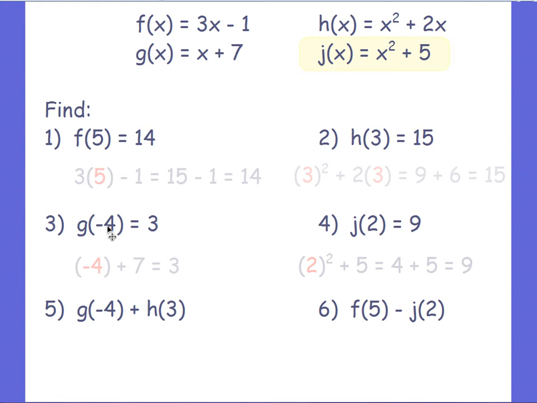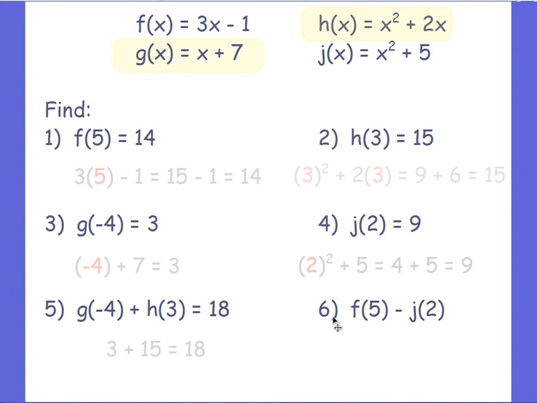We already know that g of -4 is 3. And we already know that h of 3 is 15. So this is asking us to add 3 plus 15, and of course we get 18. So g of -4, when added to h of 3, is equal to 18. Again, don't forget to evaluate the functions first.